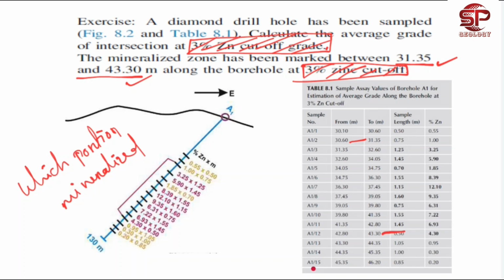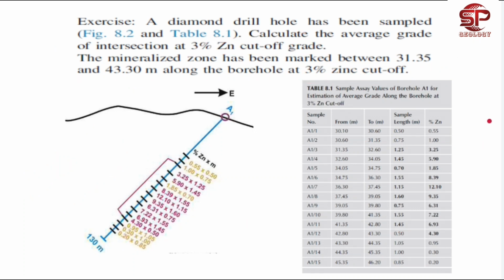Now calculate the grade at a 3% zinc cutoff grade. So what will you do? Tell me, someone. What is the simple process to calculate the grade at the 3% cutoff?